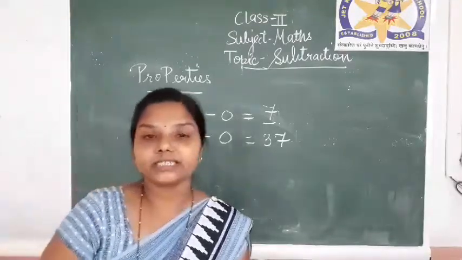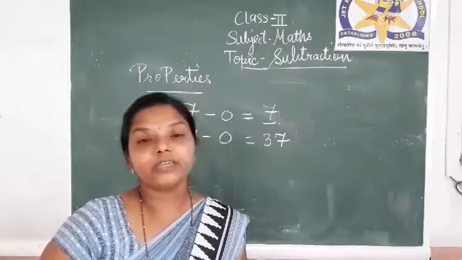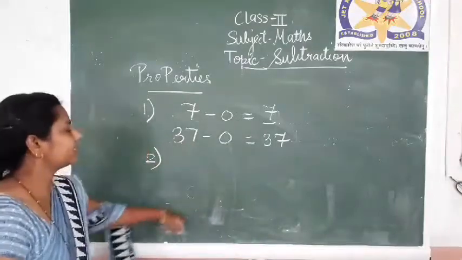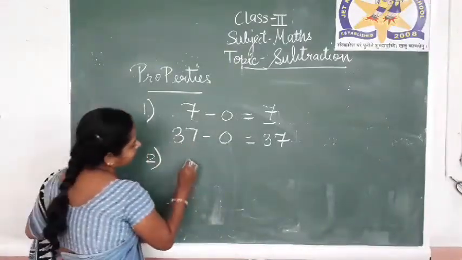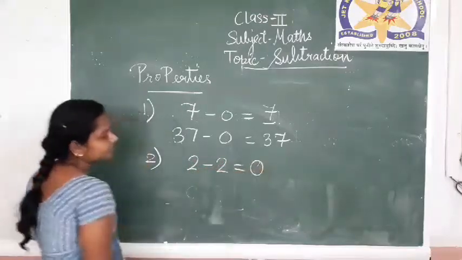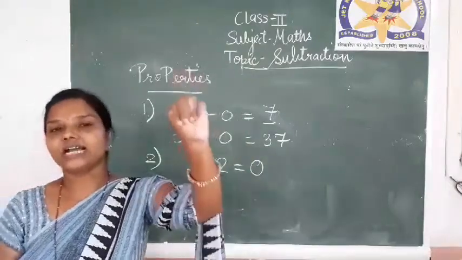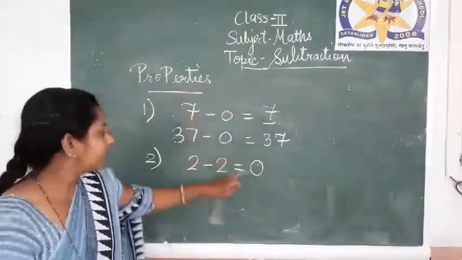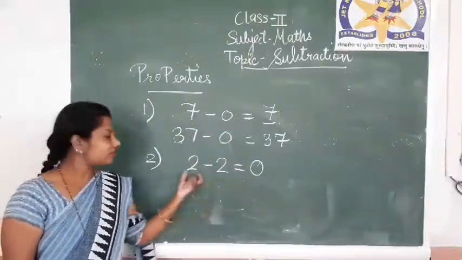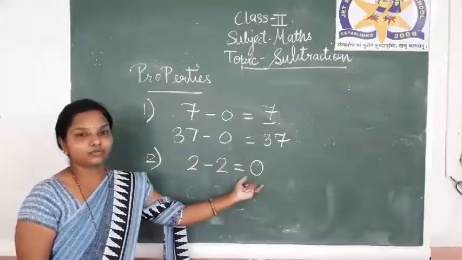The second property says when you subtract a number from the number itself, we get 0. If you subtract a number from the number itself, the answer is 0. If I subtract 2 from 2, the answer is 0. 2 minus 2. 2 में से 2 निकालिए. कितने बचे? Nothing. That is 0. 2 minus 2 is 0.